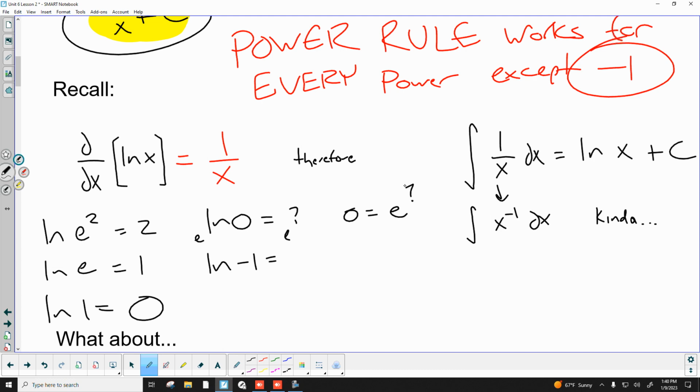Well, we're kind of stuck on that one, so maybe we go over here. Let's take e to the power of both sides on this one. Negative 1 equals e to what number?